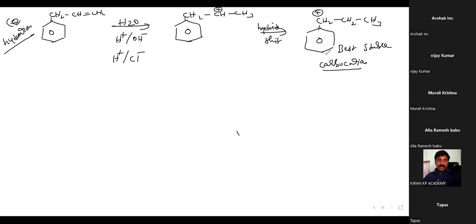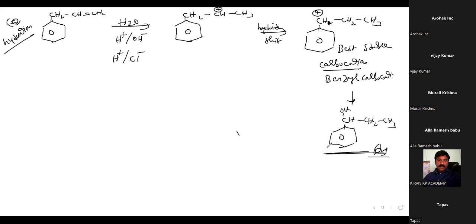Why is it the best stable carbocation? We call this one a benzyl carbocation. And on that, the Br or OH minus will come and join. So why is it a good stable carbocation? Let us discuss. Sorry, here hydrogen will not be. CH2, CH3. Now, this is the answer for this question. Now, let us discuss the stability of benzyl carbocation.